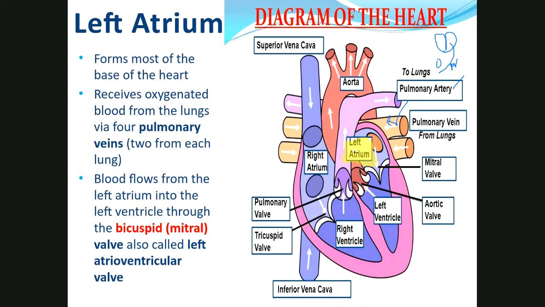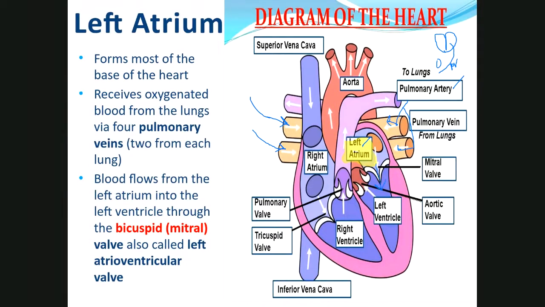So there's going to be 2 from the right and 2 from the left. Pulmonary veins are carrying blood to the heart from the right and left lungs. So these pulmonary veins are going to carry oxygenated blood, right, into the left atrium. Then the left atrium is going to contract, pushing this oxygenated blood out the valve.